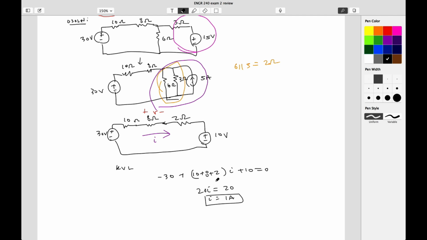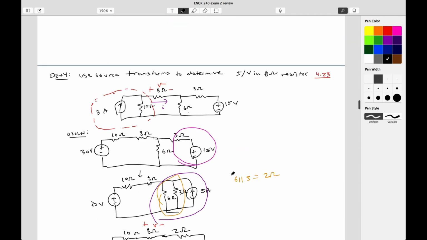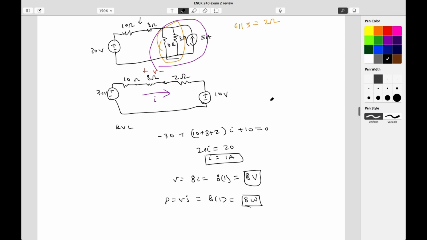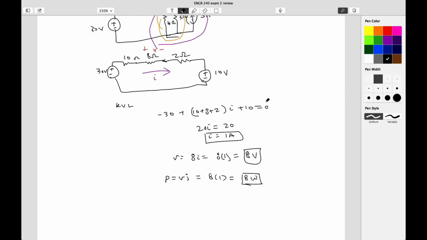All right, and then I said I and V, I also want power. V, by the way, would just be equal to 8 times I, which is equal to 8 times 1, which is equal to 8 volts. And then P, which is VI, is just equal to 8 times 1, which is equal to 8 watts. And if I draw a pretty box, then we will be all set. So that's our full solution to this particular example.